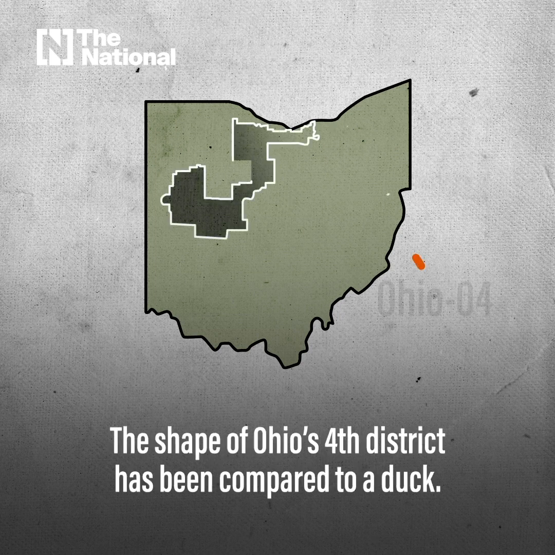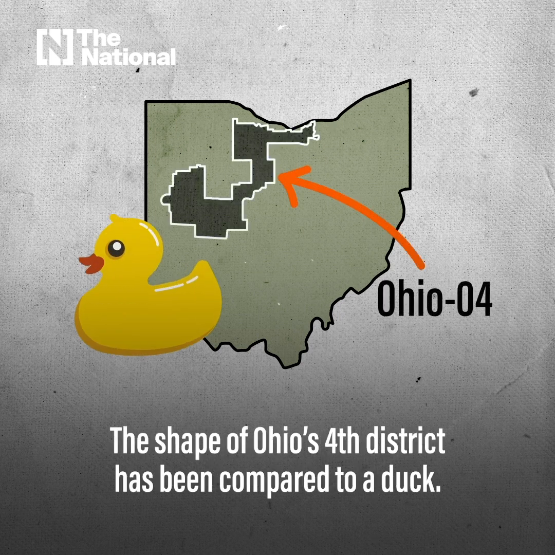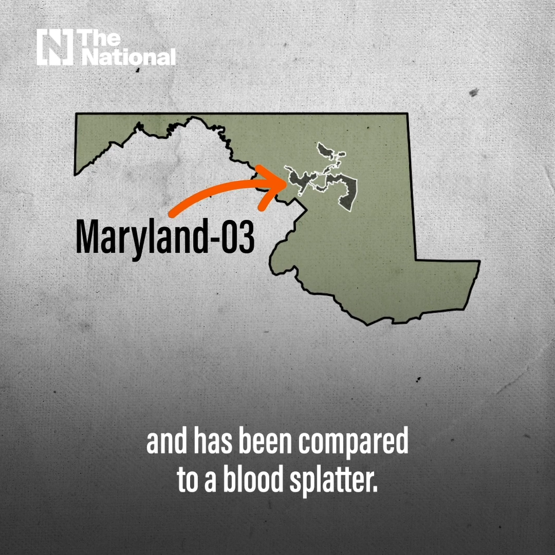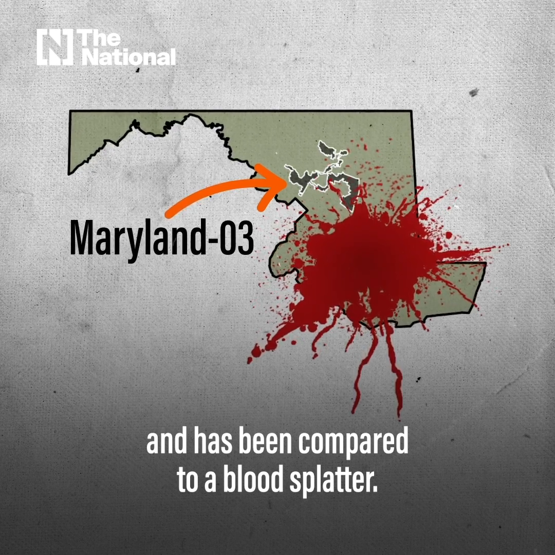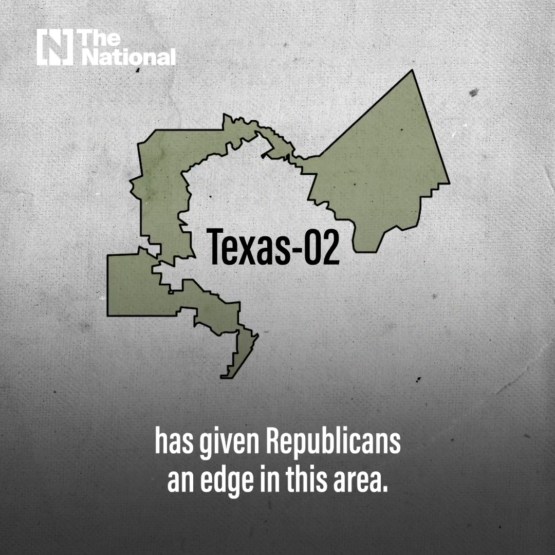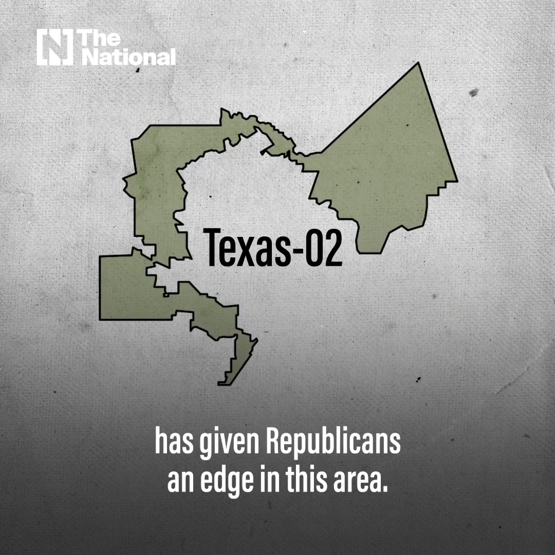The shape of Ohio's 4th district has been compared to a duck. Maryland's 3rd district snakes out in different directions and has been compared to a blood splatter. And Texas's 2nd district, with its unusual curved shape, has given Republicans an edge in this area.